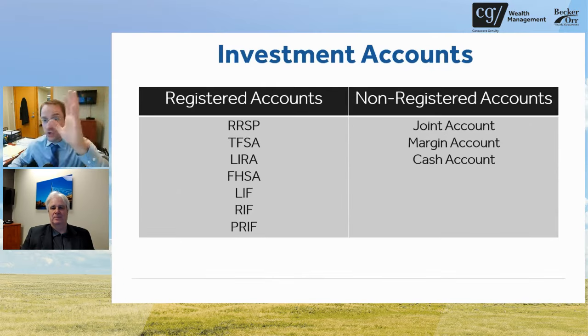And then you've got your non-registered accounts. Maybe that's a joint account, a cash account, a margin account. It goes by a couple of different names. We have different slips for that bucket as well. We'll start on the left side there, Kevin. We'll start with the registered accounts. That'll be the entry there.